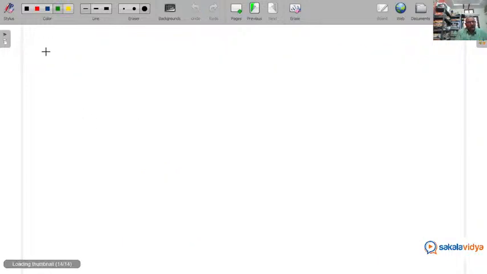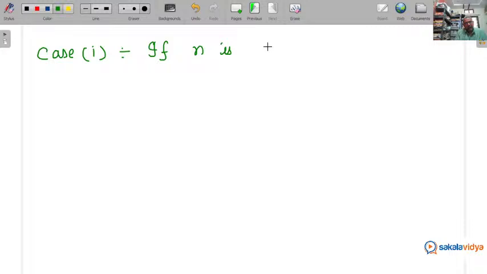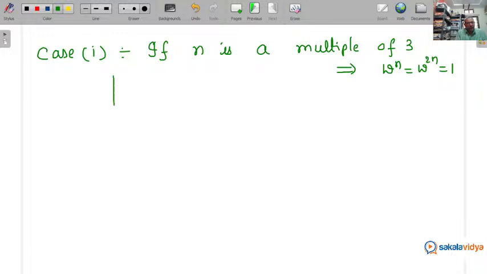So first case, case number 1. Provided n is a multiple of 3, we know that omega to the power of n is equal to omega to the power of 2n is equal to 1. So then the matrix becomes 1 1 1, 1 1 1, 1 1 1. If any two rows or any two columns are equal, the determinant is 0. That's all. Go back to case 2.